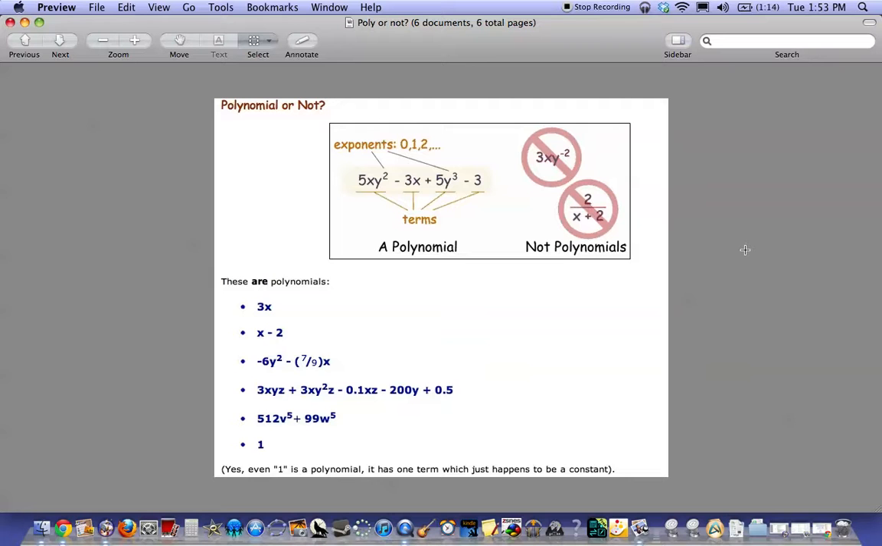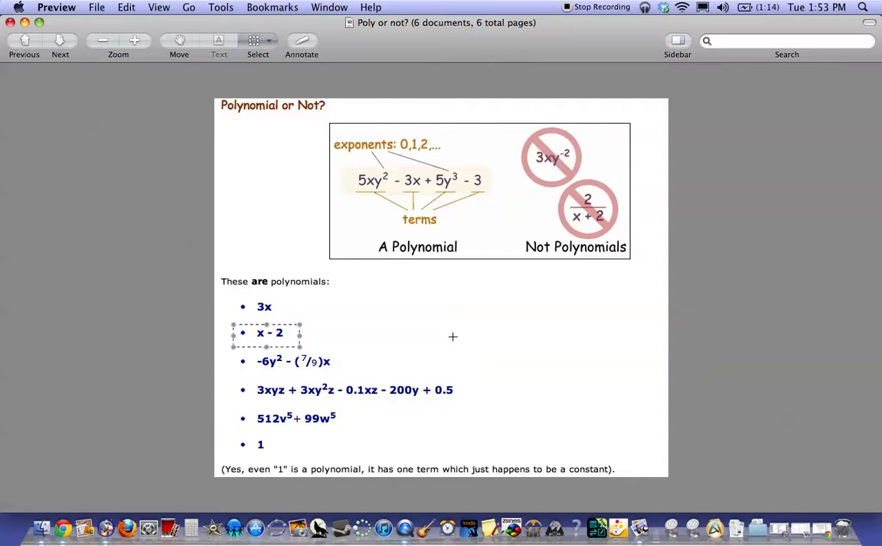So the question is, can you identify a polynomial? What are you looking for? Okay. So down below here we have some examples that are polynomials. 3x by itself is just one term. Technically it's a monomial, so yes, this is a polynomial.